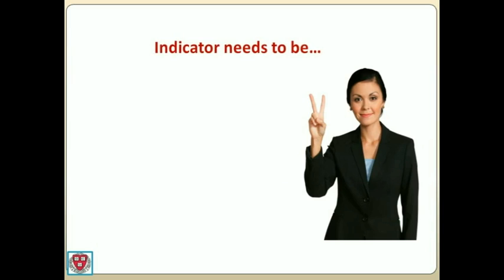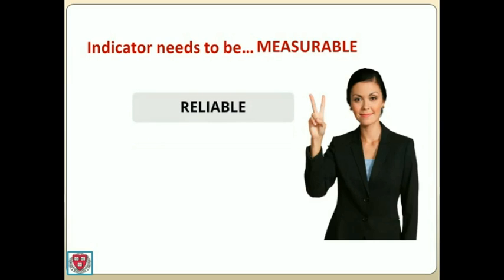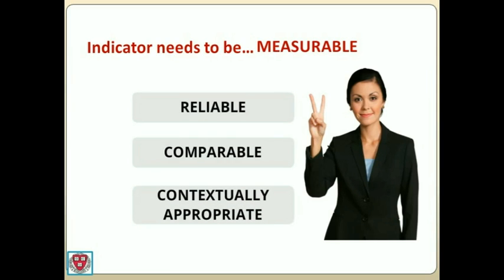The second criterion is being measurable. Indicators must be precisely defined so that their measurements are unambiguous. We can use quantitative measures such as percentages, ratios, and numbers, and can also use qualitative measures such as level of risk or level of agreement. Being measurable also means being reliable, comparable, and contextually appropriate. All these characteristics reduce ambiguity.